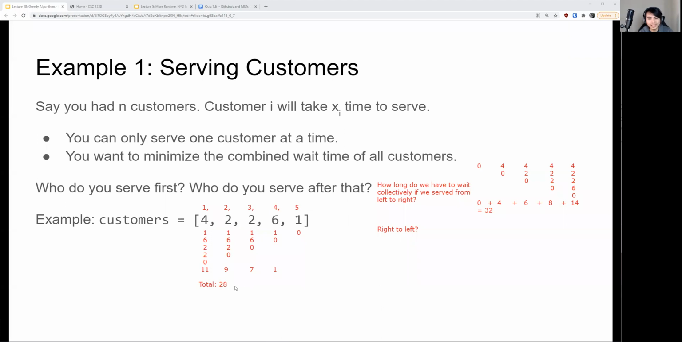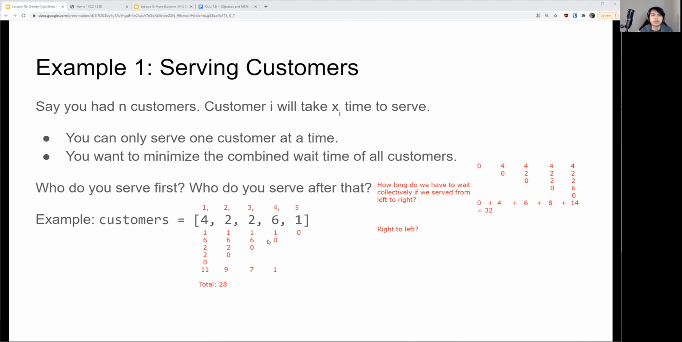So we see where 28 comes from here, right? And we can see that going from right to left is much better than going from left to right. But not by that much. Like we only got an improvement of 4 overall, right? Everyone still had to wait for customer 4, which accrued this cost of 6, which we know is kind of expensive. So now I'll give you about 20 seconds.